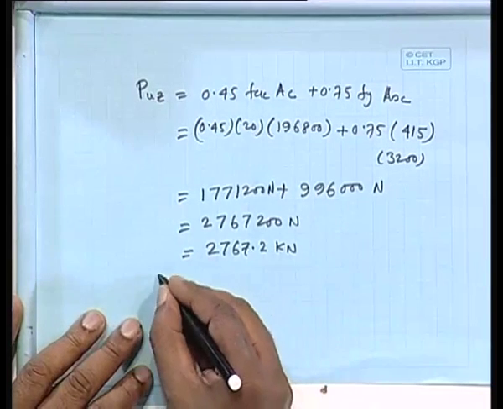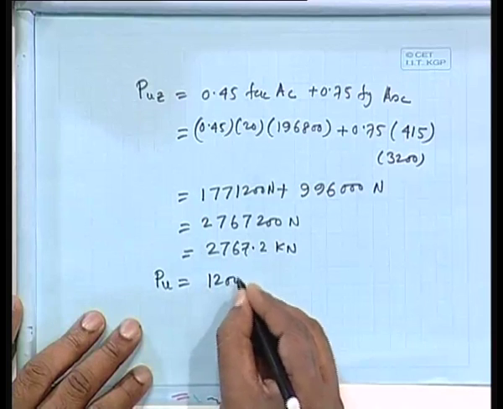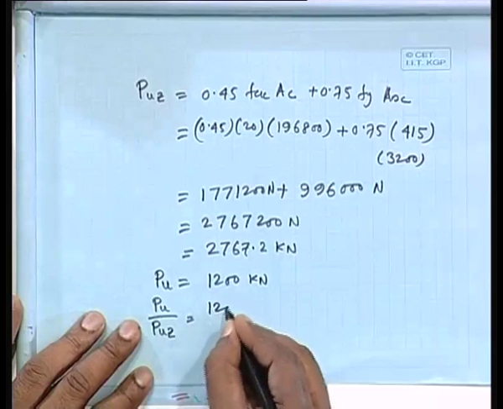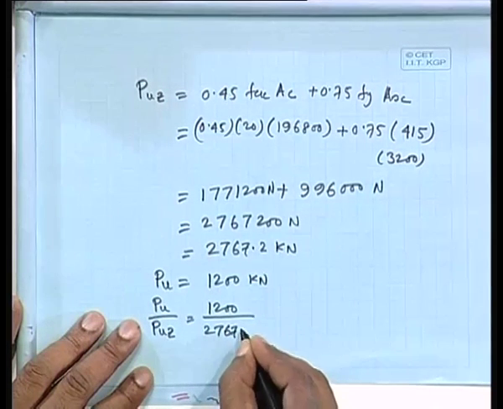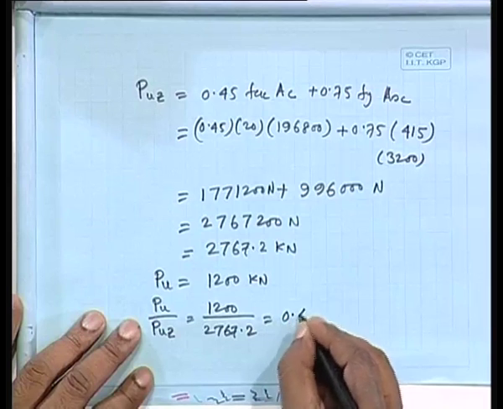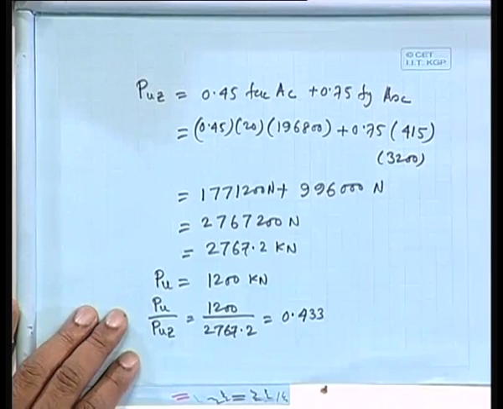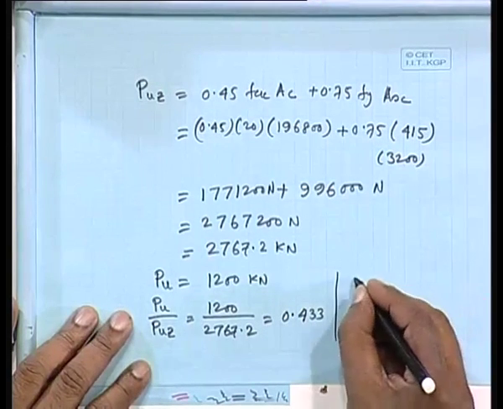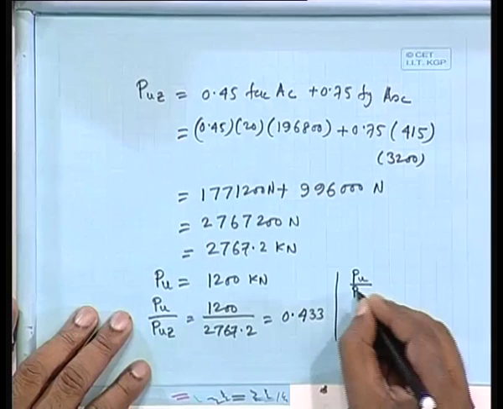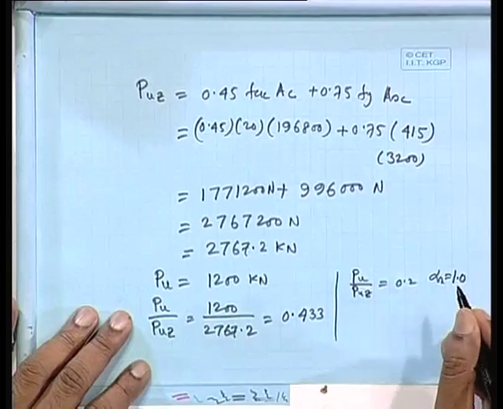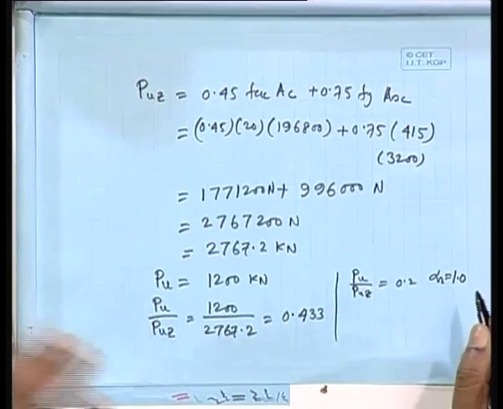What about your PU? PU equal to 1200. PU by PUZ equals 1200 divided by 2767.2, equals 0.433. Alpha n, alpha n equal to 1. Okay, let me do it on the next page.